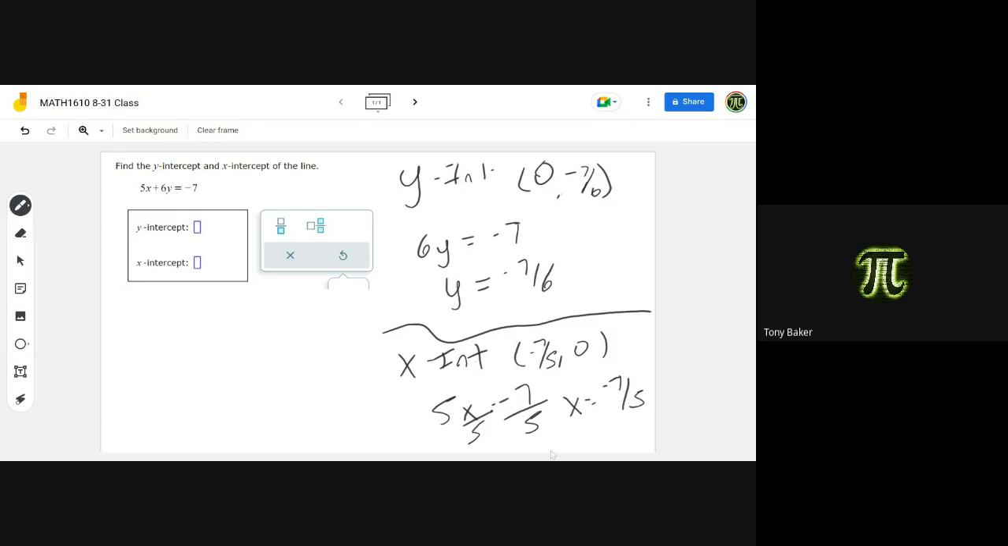Are line 1 and line 3 considered perpendicular? Yes, line 1 and line 3 would be perpendicular because they are negatives, they're opposites, and they are the reciprocal of each other. So those would be perpendicular. And then line 2 and line 3 are neither. Okay.